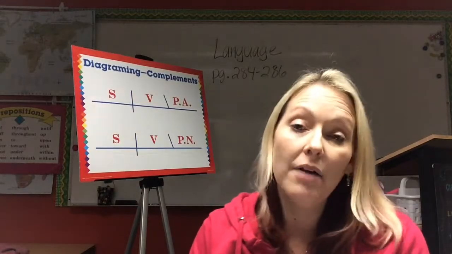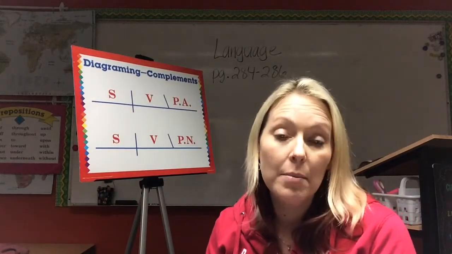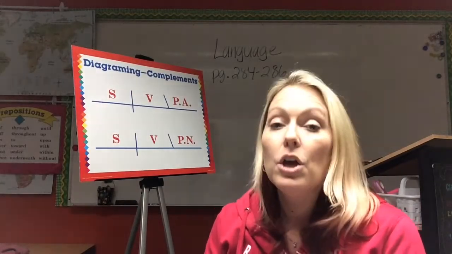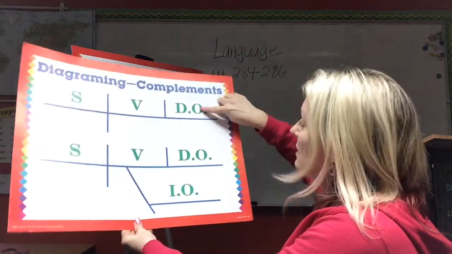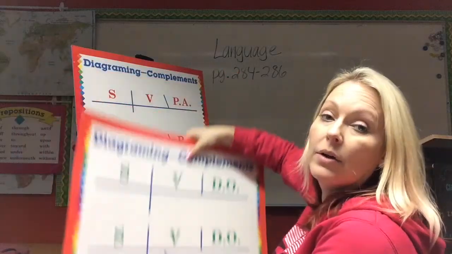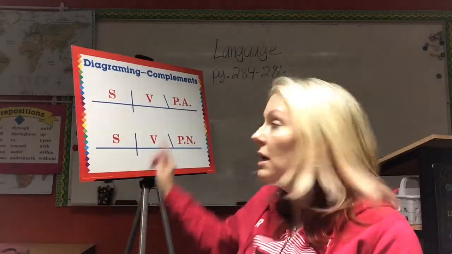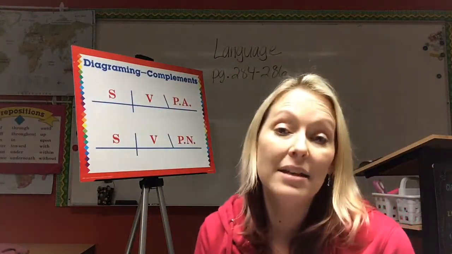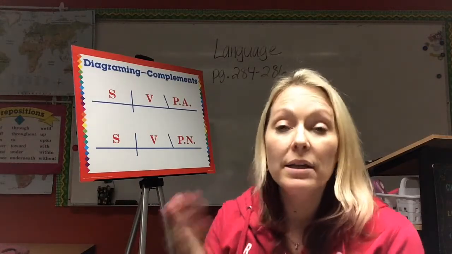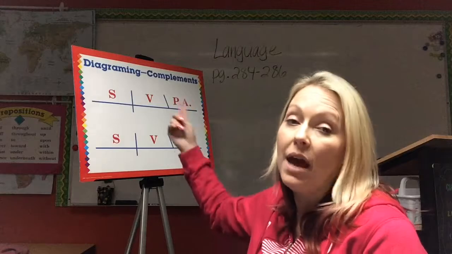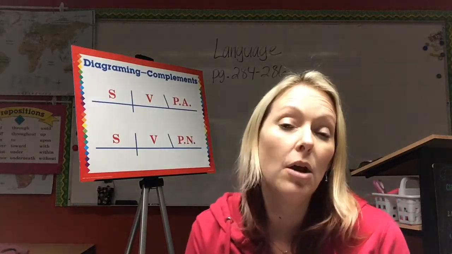That's how you have to diagram the predicate nominative and predicate adjective. You don't put that straight line, and let me show you back up here. See how this one is straight? Okay, you can't do that when it comes to this. It has to have that diagonal, and that's what makes the difference, so that you know one is the direct object and the other is the predicate adjective or the predicate nominative.